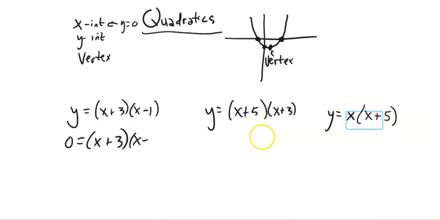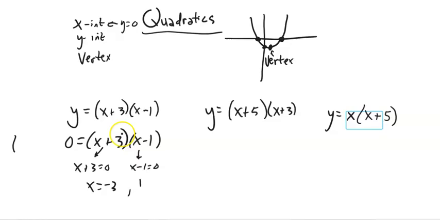And if you are feeling good and on track for this course, you know how to solve this. These two things multiplied together give me 0, which means this is equal to 0, or this is equal to 0. So you solve those. So x is negative 3 in this case, x is 1 in this case. So my x-intercepts for this are the points negative 3, 0, and 1, 0.